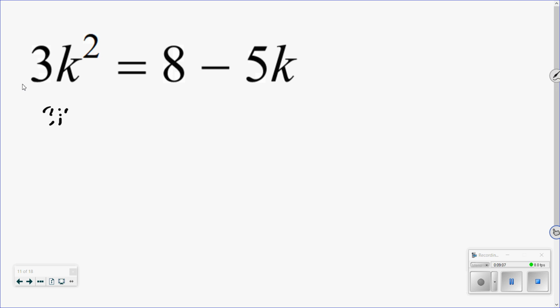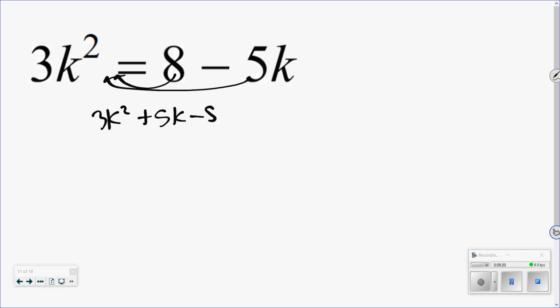Let me slide that over a little bit, sorry. I'm going to move the 3k squared over to here, and then I'm going to move the other two over. So I'm going to add the 5k over to this side. It becomes a positive because I moved it over there. I'm going to move the 8 over, so it becomes a minus.